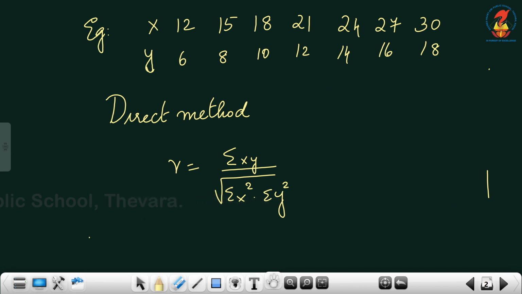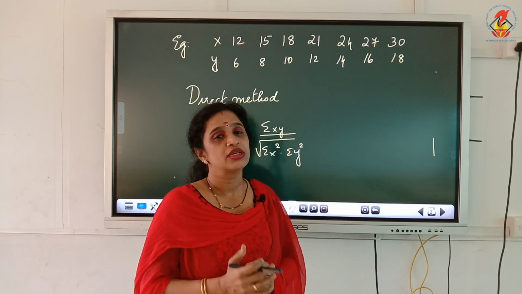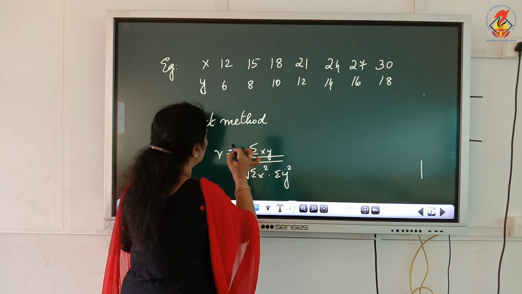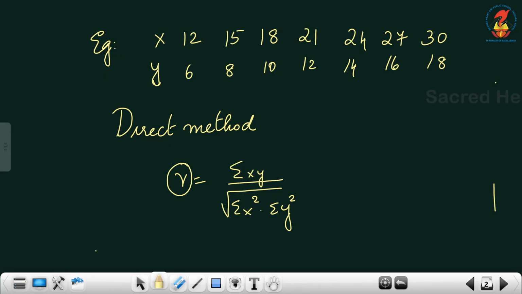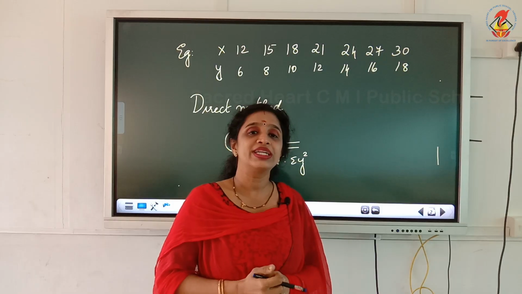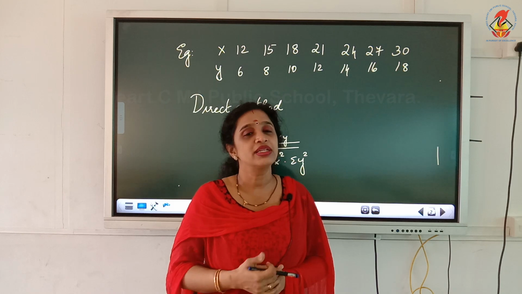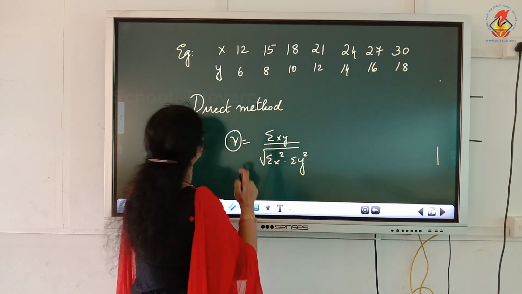Now as per the direct method, the formula to calculate the Karl Pearson's correlation coefficient is represented by the letter r. r is equal to sigma xy by root of sigma x square into sigma y square. Now let us see what this x is, what this y is, and how to calculate sigma x square, sigma y square, etc. Now this is an example given for you.